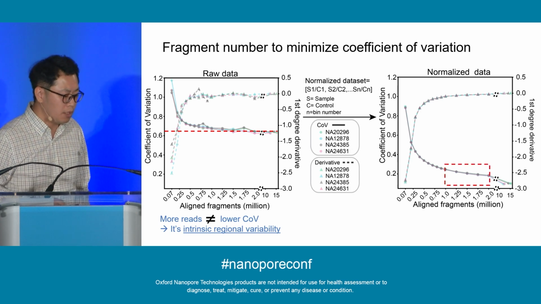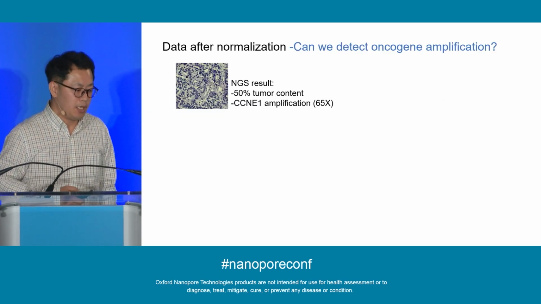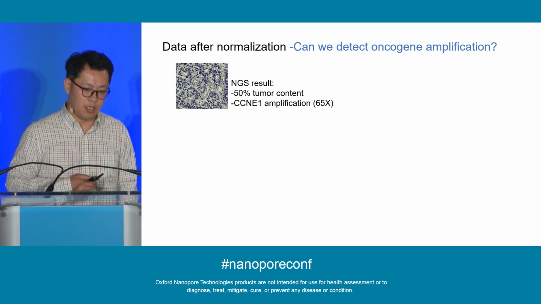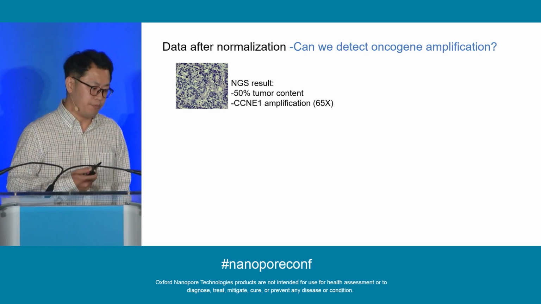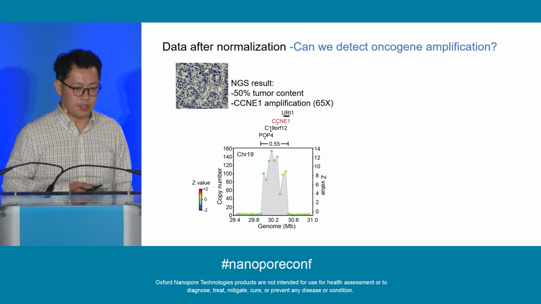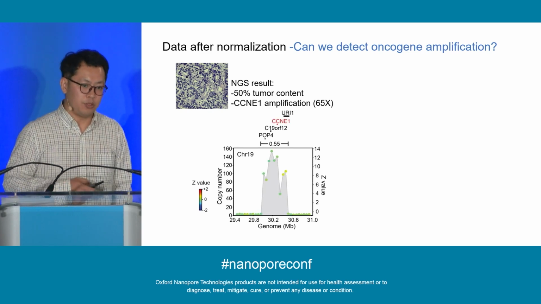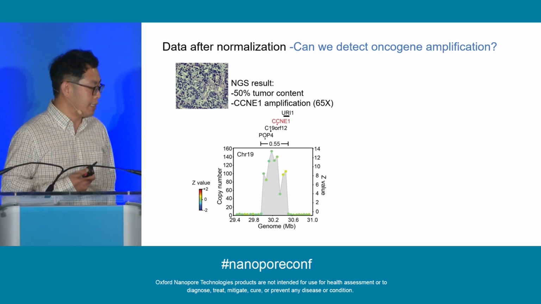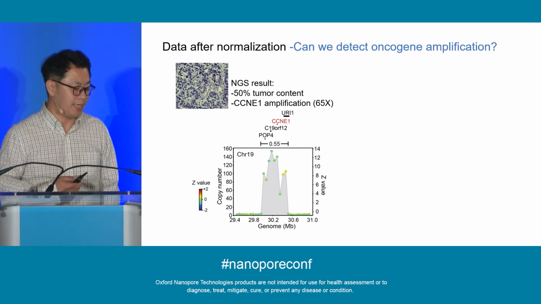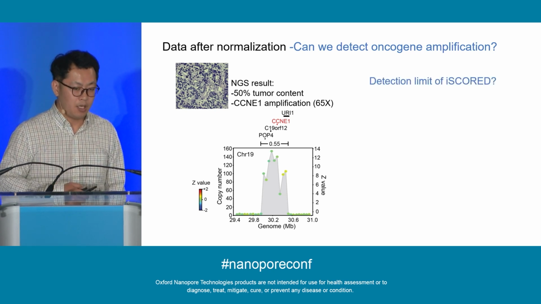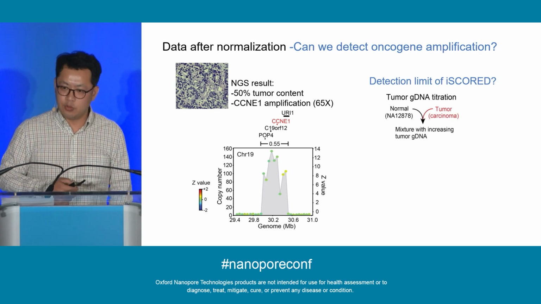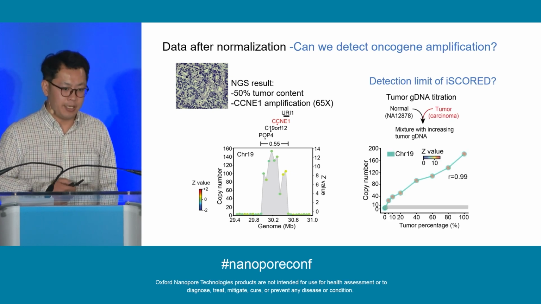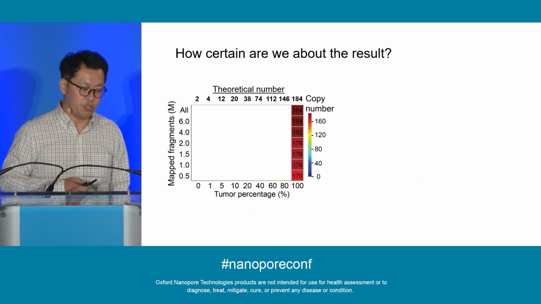Encouraged by these results, we first used one NGS-validated tumor with cyclin E1 amplification, ran iSCORED sequencing, and we were able to detect this cyclin E1 amplification and also the exact region where it was amplified. We wanted to push this to the limit, so we did titration experiments to see how confidently we can call this amplification with different tumor purity.